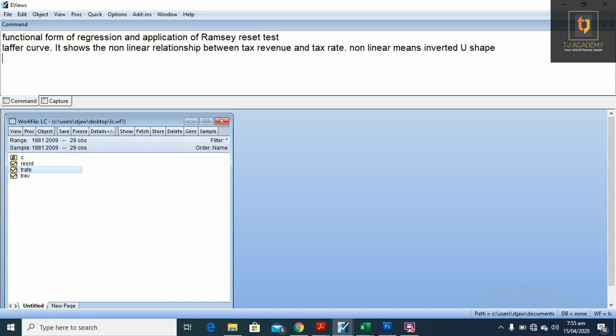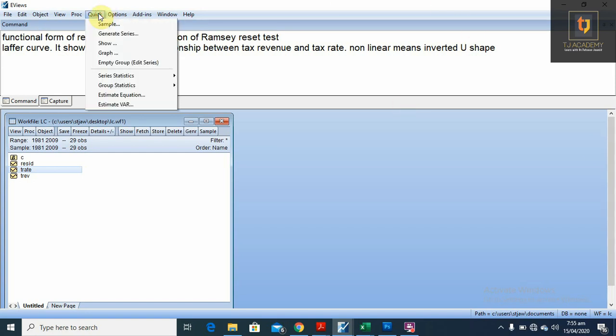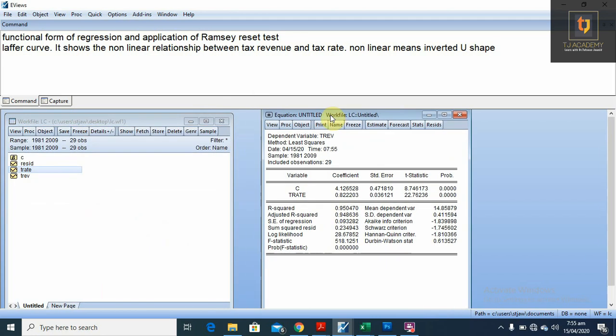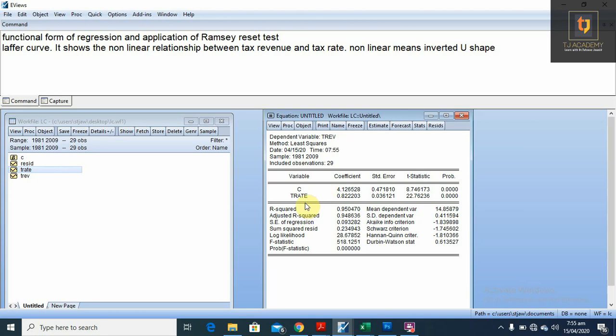For this purpose, we have to run a regression first, in which dependent variable is tax revenue and independent variable is tax rate. Then OK. Here this is a regression result, and we can see there's a significant positive relationship between tax rate and tax revenue. Now we have to check whether the relationship is linear or non-linear. So we are going to apply the Ramsey RESET test.